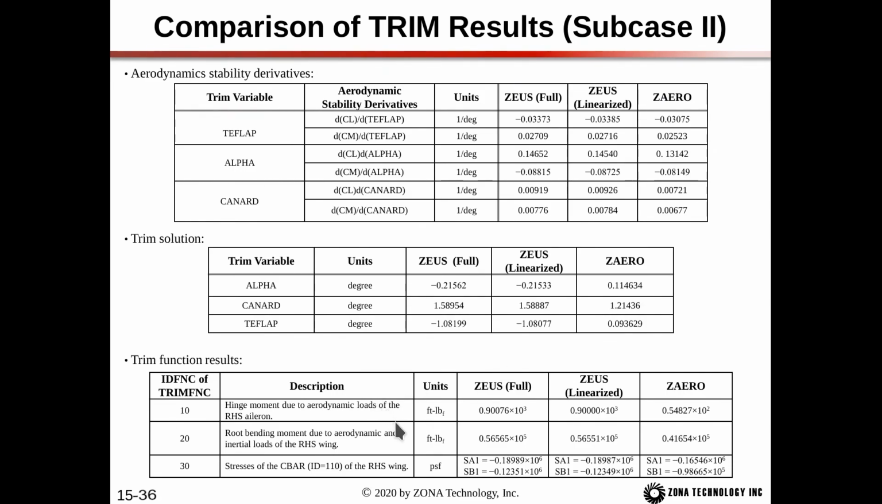If we look at the trim function results, we can look at our hinge moment due to the aerodynamic loads on the right-hand side aileron. For the ZEUS, we are right at our constraint. And then for the root bending moment on the wing, we've calculated these values, and our stress in our C bar is here.